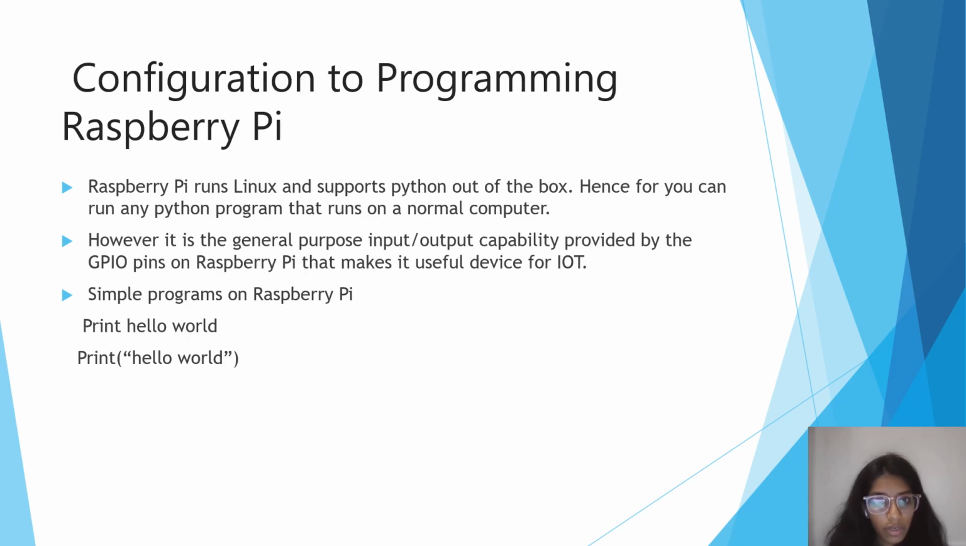So now let's see the configuration to programming Raspberry Pi. Raspberry Pi runs Linux and supports Python out of the box. Hence, you can run any Python program that runs on a normal computer. However, it is the general purpose input and output capability provided by the GPIO pins on the Raspberry Pi that makes it a useful device for IoT.